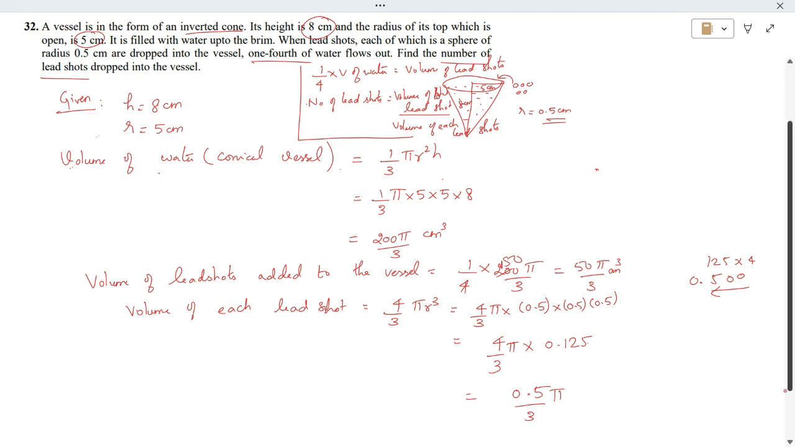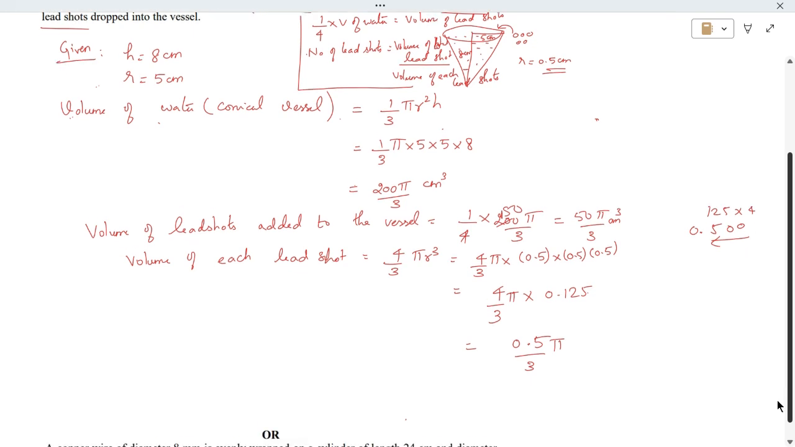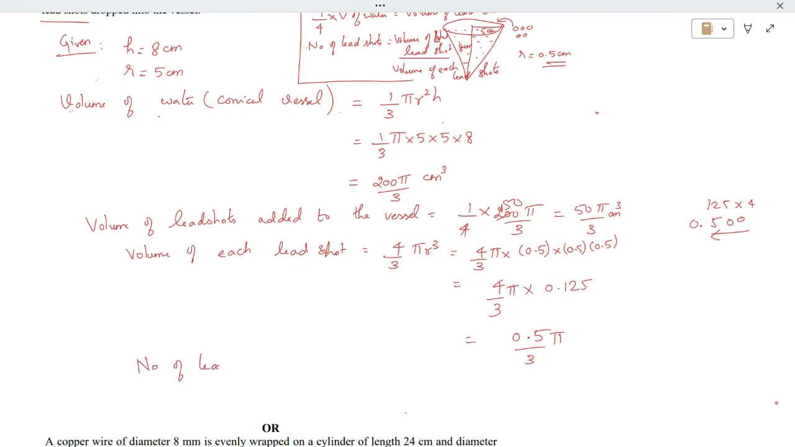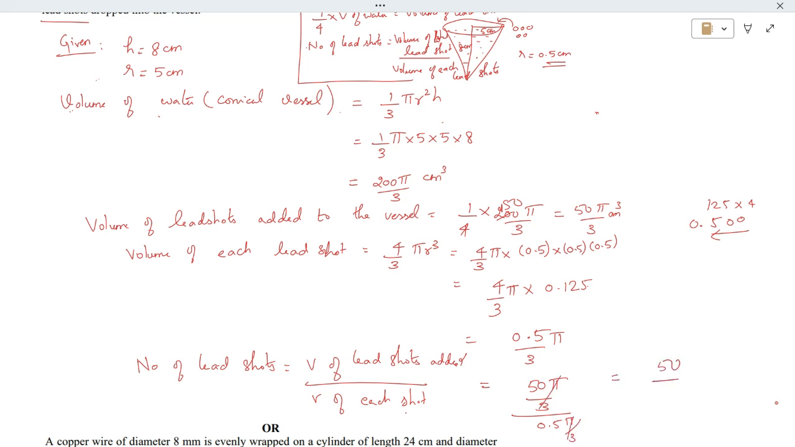So now I need to find the number of lead shots, isn't it? So what is the formula for the number of lead shots? The number of lead shots added is equal to the volume of lead shots added by the volume of each lead shot, isn't it? That is equal to 50 pi by 3 divided by 0.5 pi by 3. So pi by 3 and pi by 3 get cancelled, so you will get 50 by 0.5. Remove the decimal by multiplying 10 in the numerator and 10 in the denominator. So it will give you 500 by 5, which is 100 lead shots. So the answer is the number of lead shots added is equal to 100.